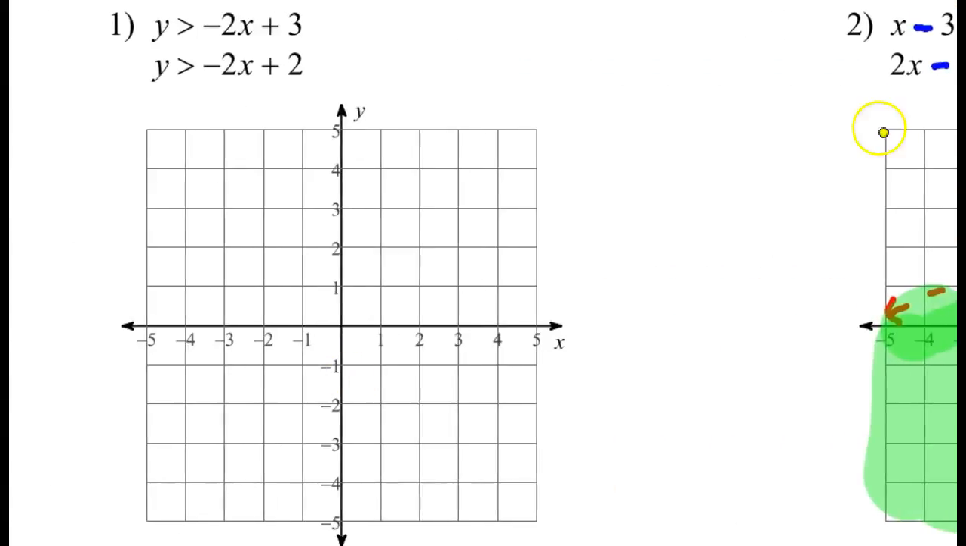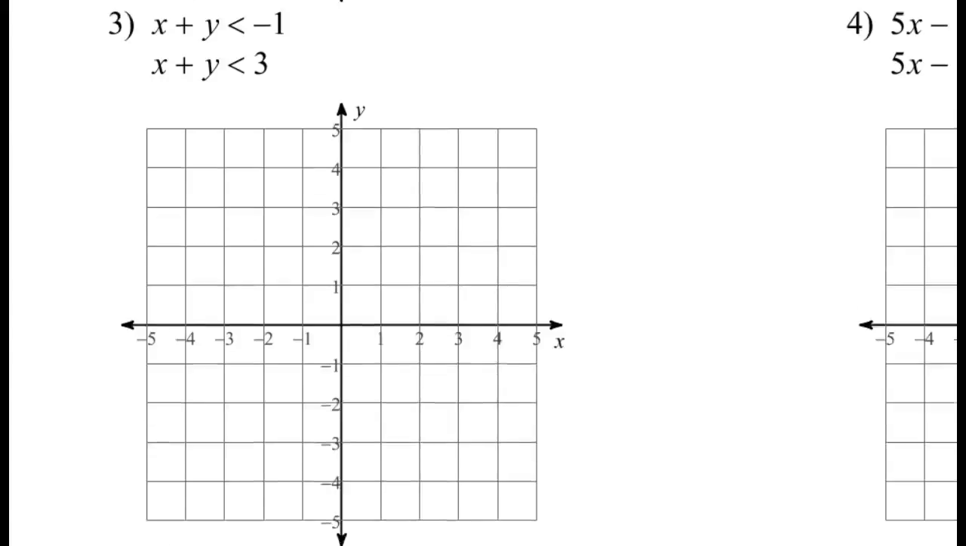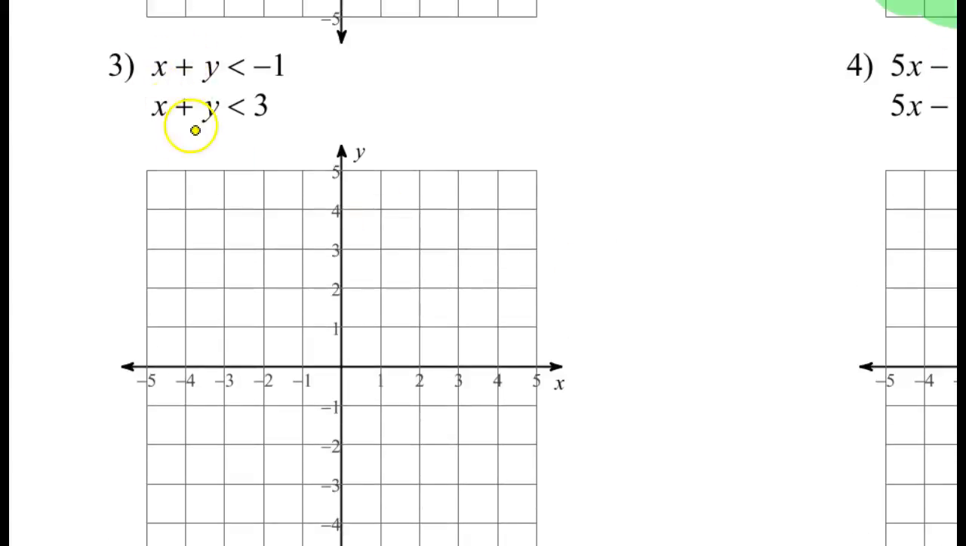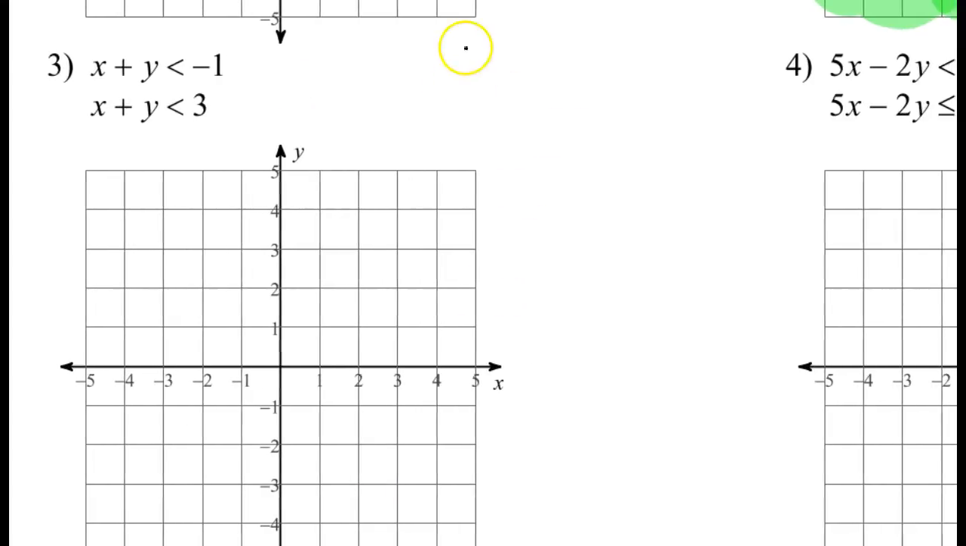Starting on number 3, you'll look at the equations, and you see they're very similar. So what's going to happen is you're going to have a series of parallel lines. I'll show you what happens when you have parallel lines for your answers. So let's look at number 3. It'll be pretty straightforward. I'm going to subtract x on both sides. So I'm going to have y is less than -x minus 1. Same thing on the bottom one, since it's the same thing on the left. So we're going to have subtract x on both sides, and we'll have -x plus 3.